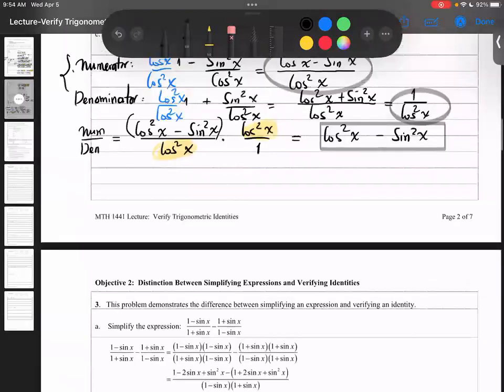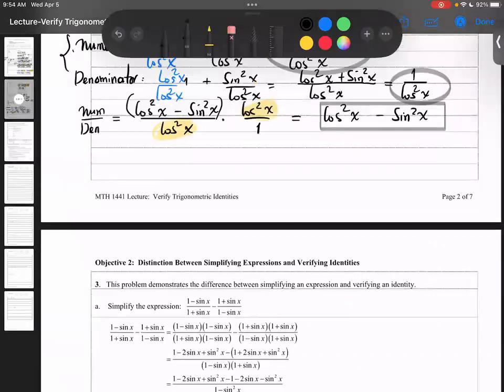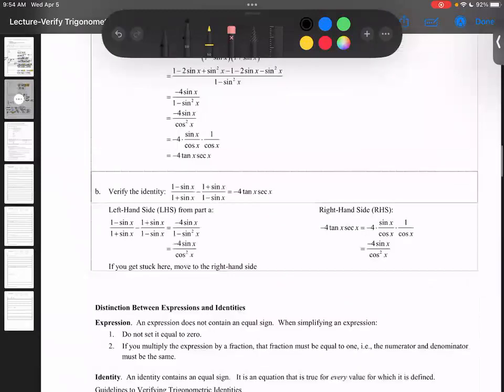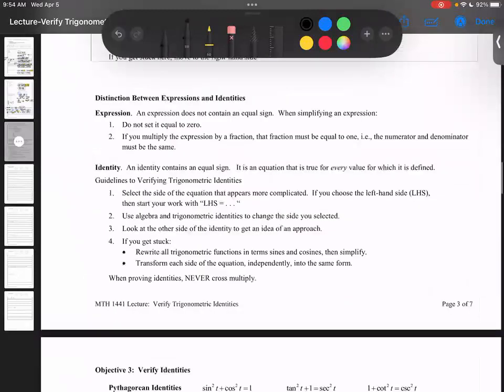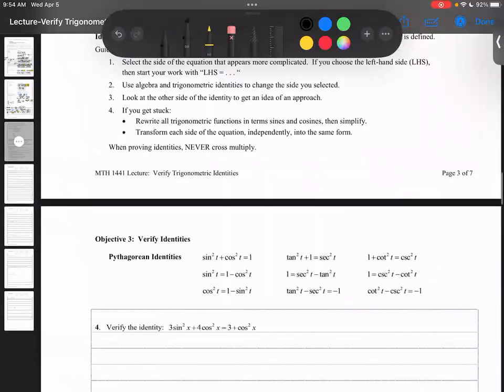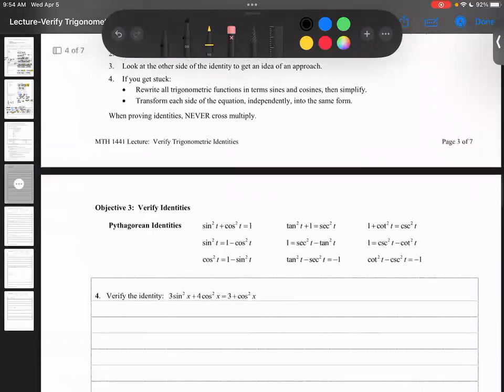Oh my God, there's more. Oh no, that's done. I thought there was more simplification. No, we go to the real deal. Verify identity. All right, that's for you to read.